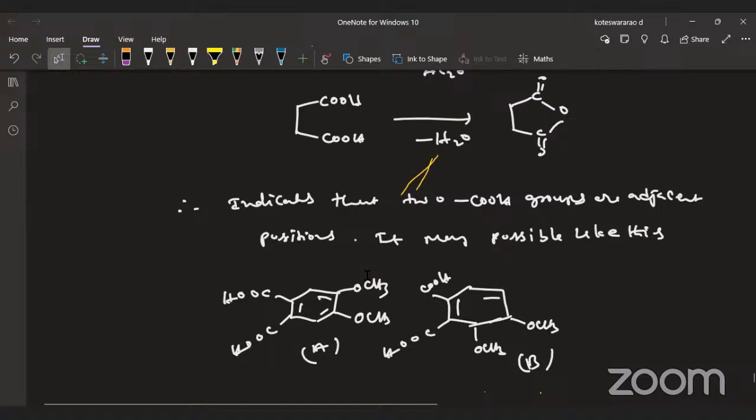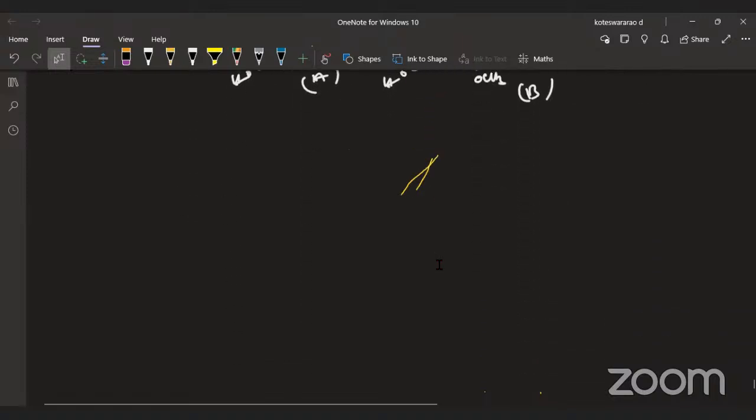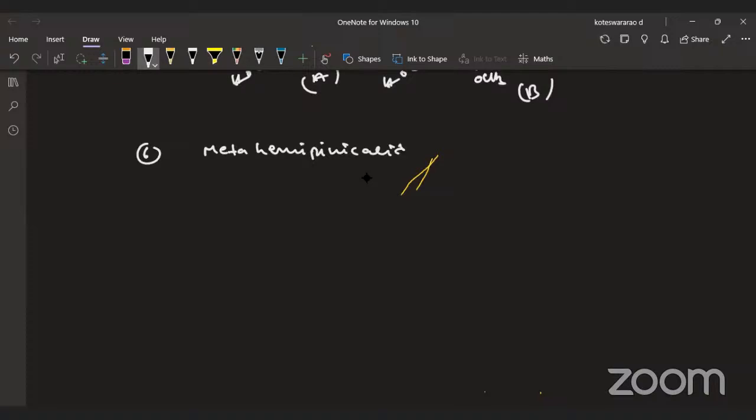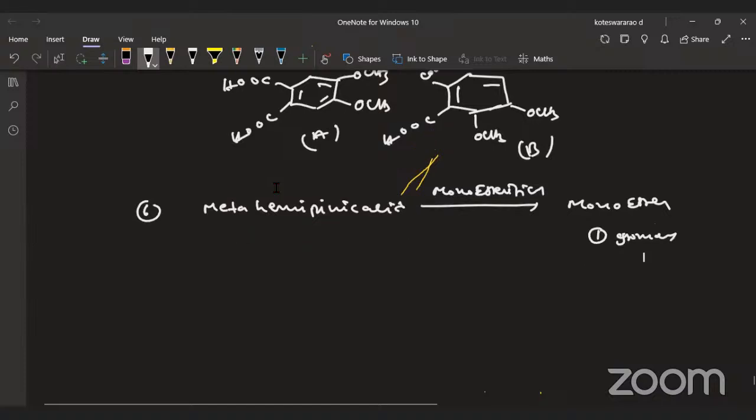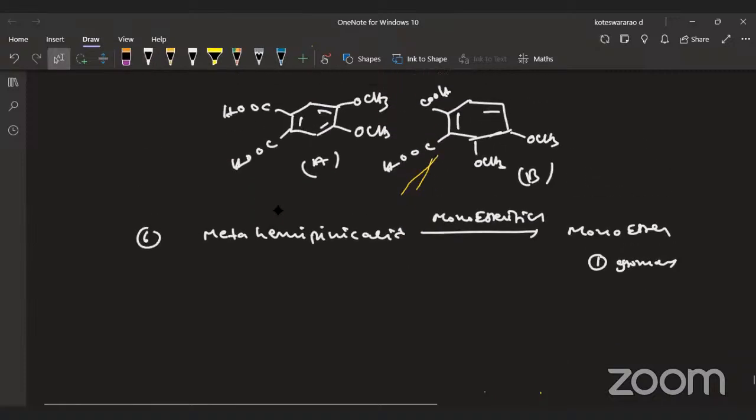When metahemipenic acid is subjected to monomethylation or monoesterification, two carboxylic acids are there. I am going to esterify only one. When metahemipenic acid is subjected to monoesterification, that leads to the formation of a monoester. Only one kind of product, one unique isomer, will be generated. How is it possible? Here, two structures, A and B, are there. The structure A is like this.